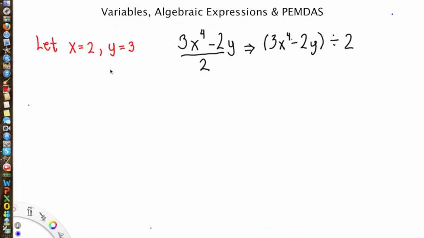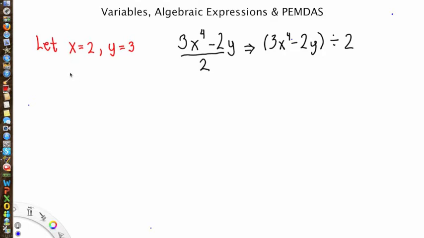Boys and girls, let's solve this algebraic expression through substituting. We're going to substitute the value of x with 2 and y with 3. And see, this is what variables are all about. We have an unknown here, and now we're defining what that unknown is.